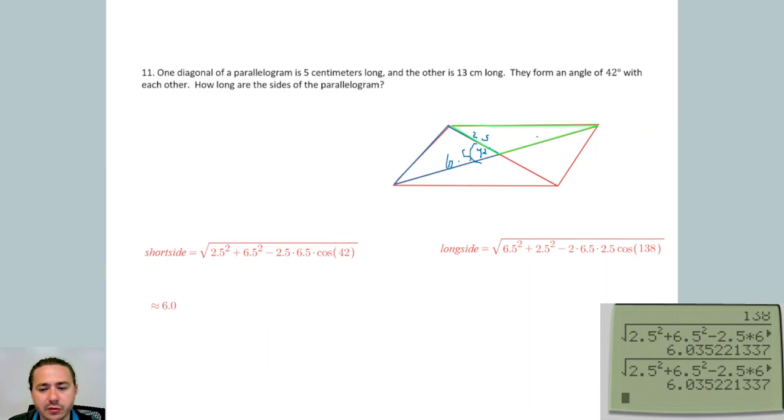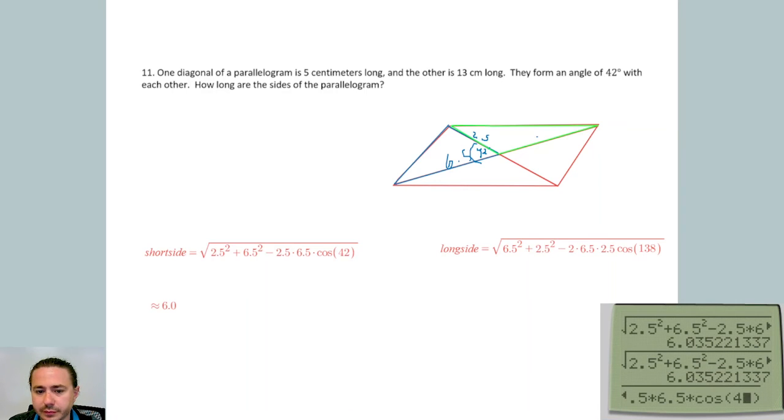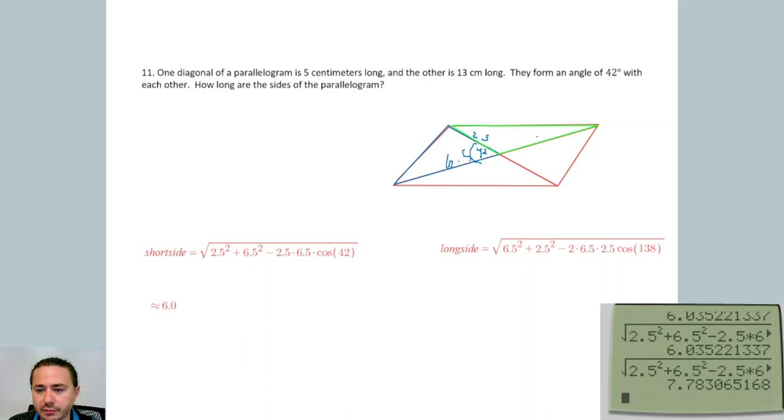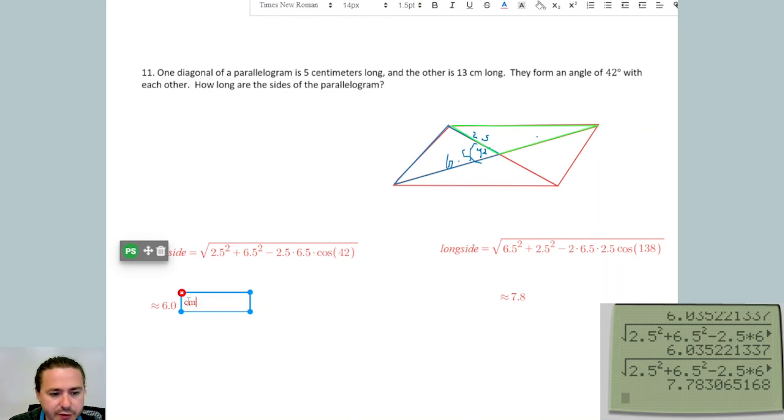And then for the long side, I'm going to do something very similar. Really the only difference is the cosine of 138 instead of 42 here. So that's literally the only thing I have to change. So I'm going to change this to 138. And I get about 7.8 for the long side. And they do give us some units here, so I guess we can include that as well. Centimeters and centimeters.